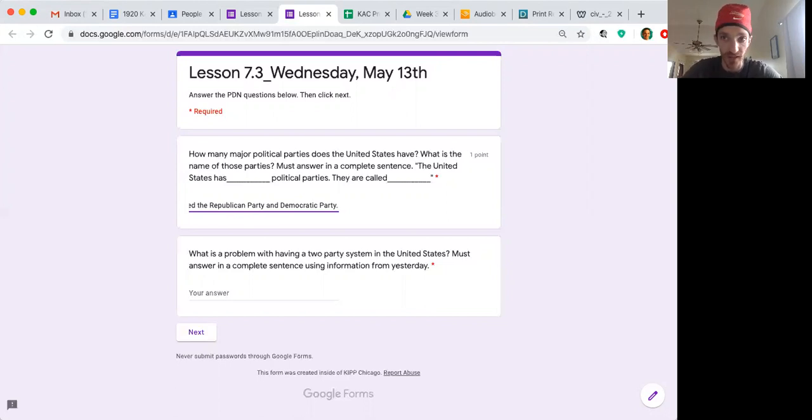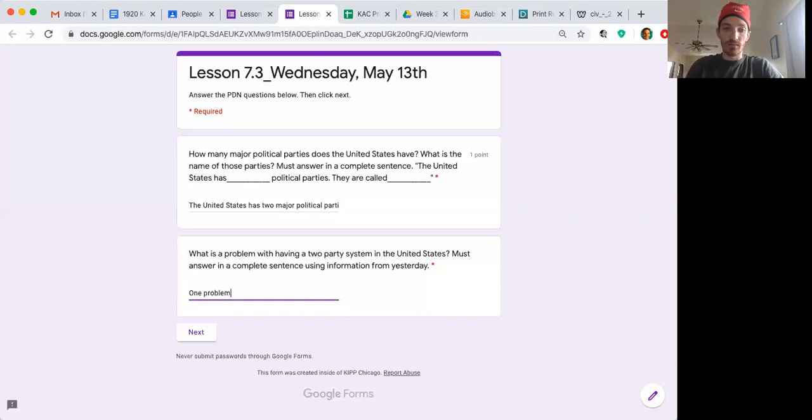We talked about the Green Party last week. We talked about the Libertarian Party last week. They don't have as much power. Just the Republican and Democratic parties have power right now. So even though we don't require a two-party system, we have that. What is the problem with having a two-party system in the United States?